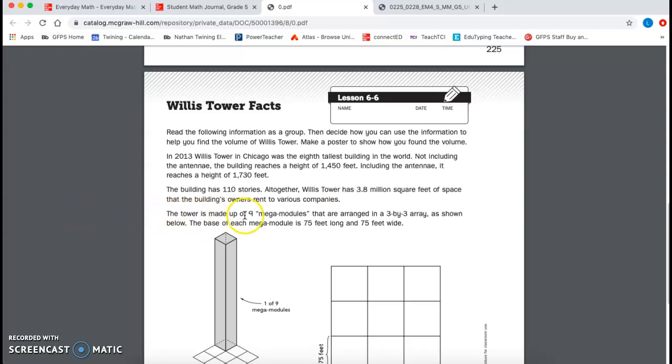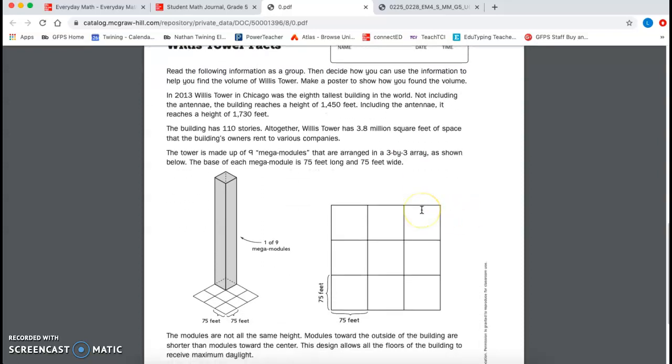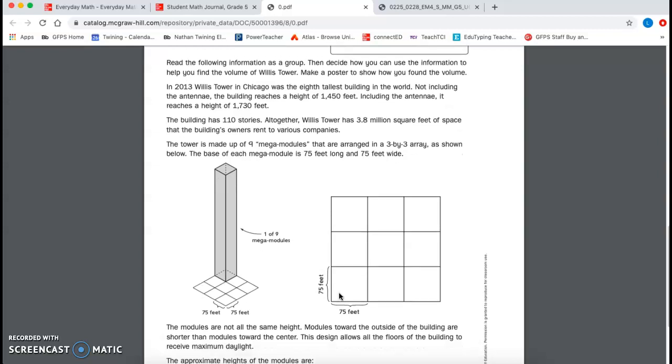The tower is made up of 9 mega modules that are arranged in a 3x3 array as shown below. The base of each module is 75 feet long by 75 feet wide. So we have 9 of these modules. They look like this, okay? Each one is 75 by 75. So all you are going to have to do is multiply those two numbers to find the area of the base. Every single one of these modules is going to have 75 times 75 as the base. Okay, so you already have the length and the width given to you. The only thing that is going to change is going to be the height.